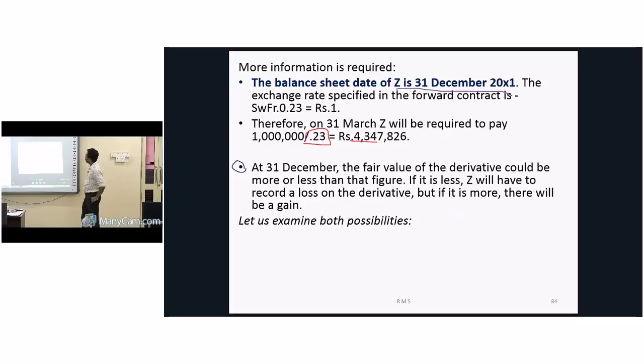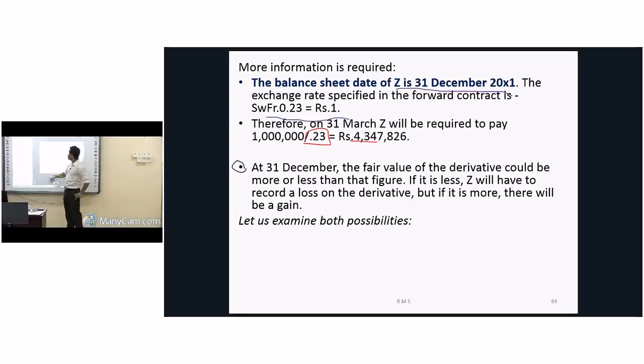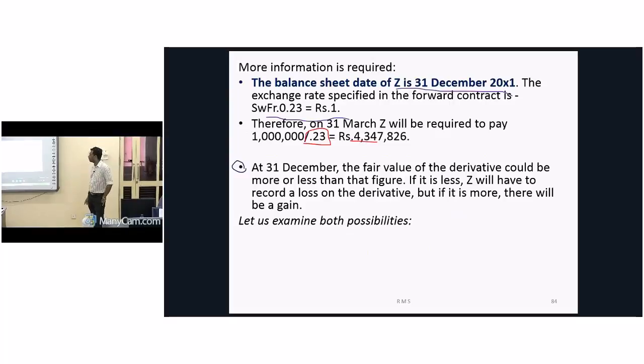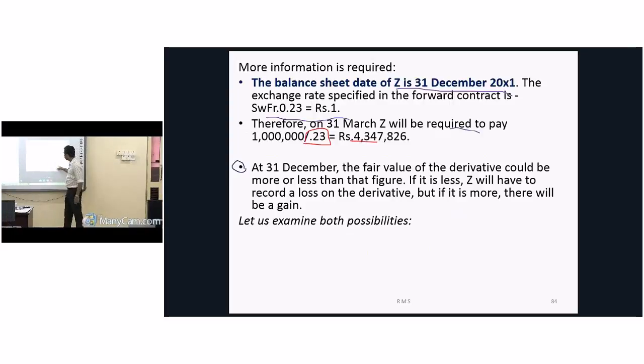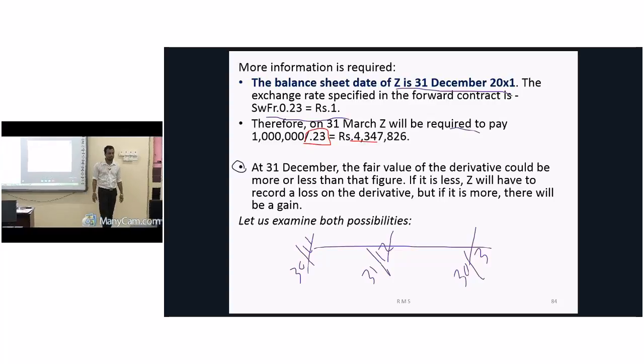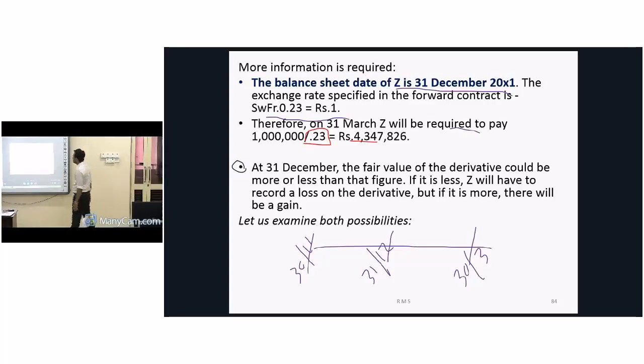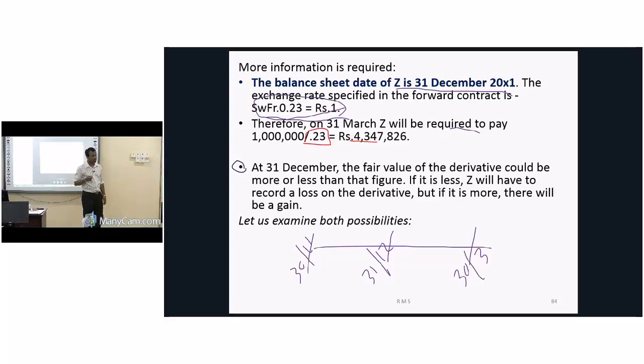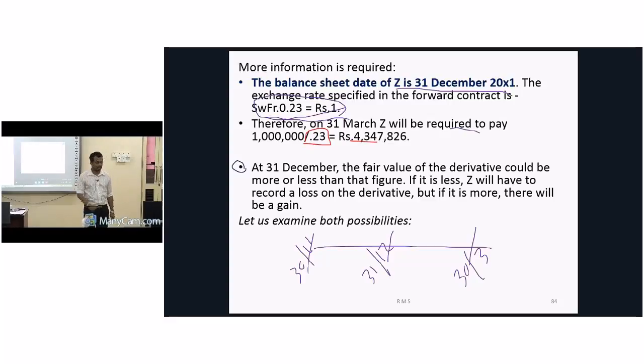Now look, the balance sheet date is 31st December. The exchange rate specified in the forward contract, when you get into the contract on November 30th, is 0.23 Swiss francs for 1 rupee. Right, these are not actual currency values. These are hypothetical values, remember. Therefore, by March 31st, according to the agreement signed on 30th November, with year end 31st December and settlement date next year, understand? When you get into the agreement, this is the rate you have. You agreed to buy 1 million Swiss francs at the rate of 0.23 to 1. Understand?